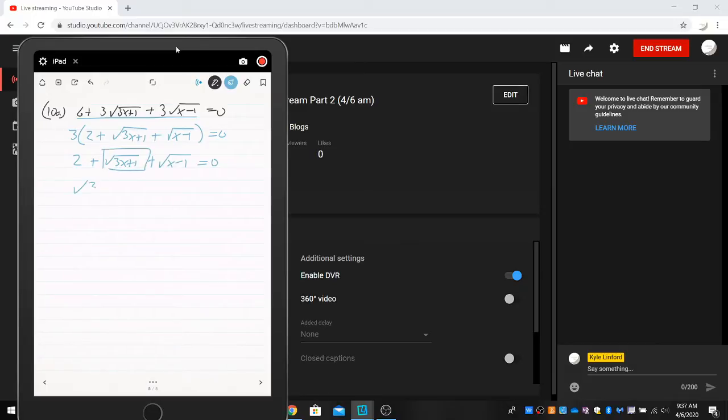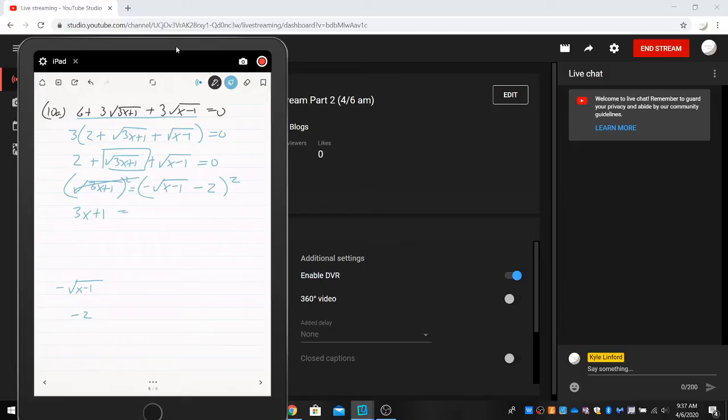So I'm going to have root 3x plus 1 on one side, and the other side I'm going to have a negative root x minus 1 and a negative 2. I just subtracted the other things over, okay? Now, let's square both sides. My goal is to get rid of the complicated radicand. So I'm going to square both sides, and again, that gets rid of the complicated root. So I'm left with just the radicand 3x plus 1. The other side, well, I'm going to need to do box method for this. So let me set that up down here.